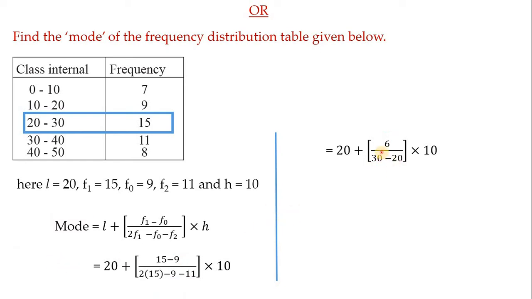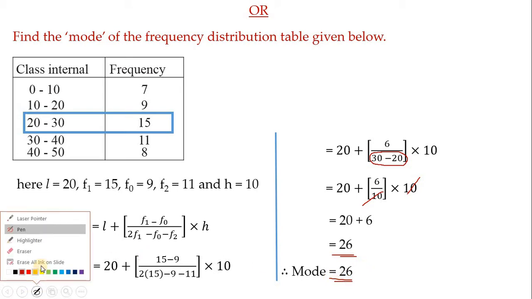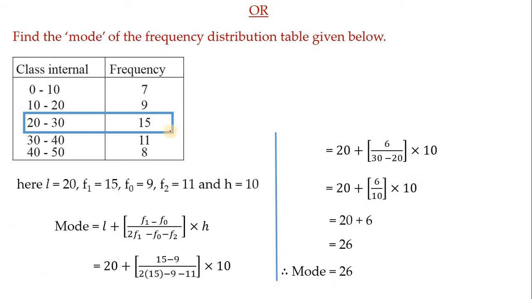And for the next step, let us subtract 30 minus 20. How much will we get? We get 10. And here look, 10 and 10 get cancelled. Now what will be left out? That is 20 plus 6. Now add this one, we'll get 26. Therefore the mode is 26. Children, in this problem, first we have to identify the highest frequency, and for that we have to draw a box like this, and from that we have to find all these values. Later on use the formula, simplify, you will get the answer. So it is an important problem. Next let us move on to another one.